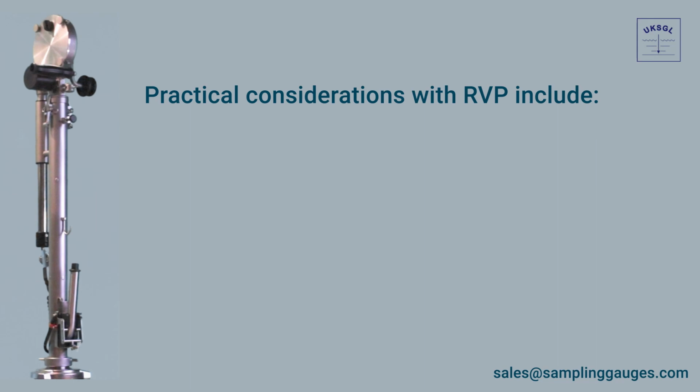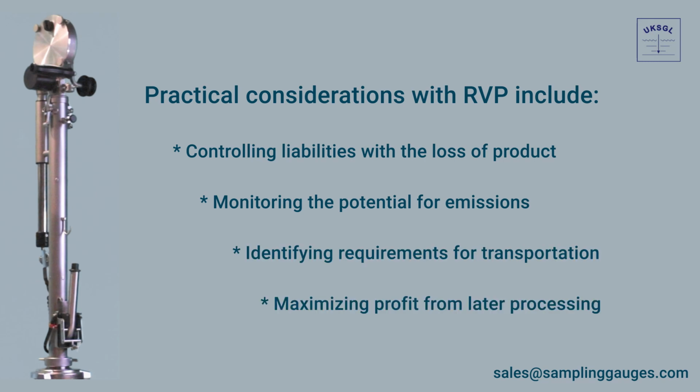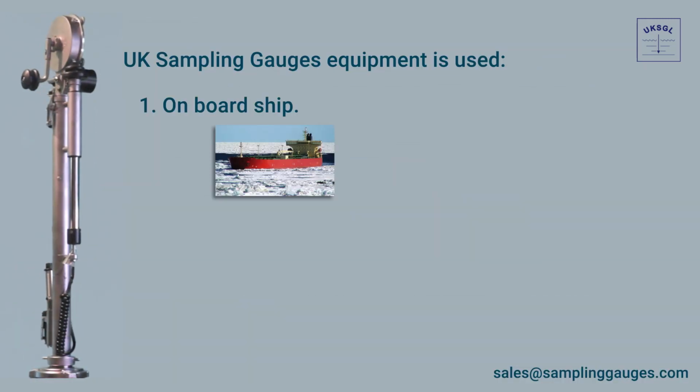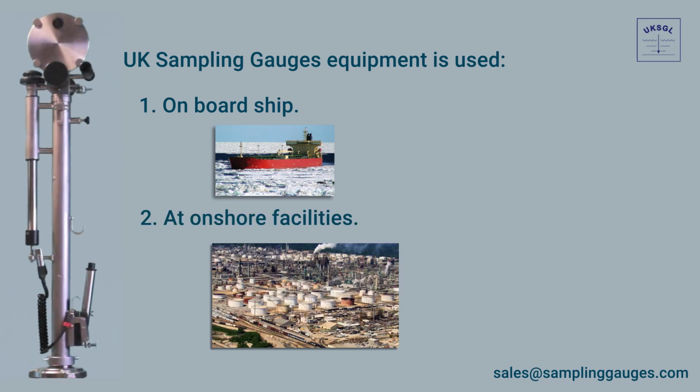There are some practical considerations from using RVP sampling. Firstly, controlling liabilities with a loss of product. This is the light ends. Monitoring the potential for emissions, identifying transport requirements, and maximising profit from later processing. UK sampling gauges sampling equipment is specifically designed to fulfil these considerations. Finally, our equipment is in use worldwide, both on board ship and in shore installations.